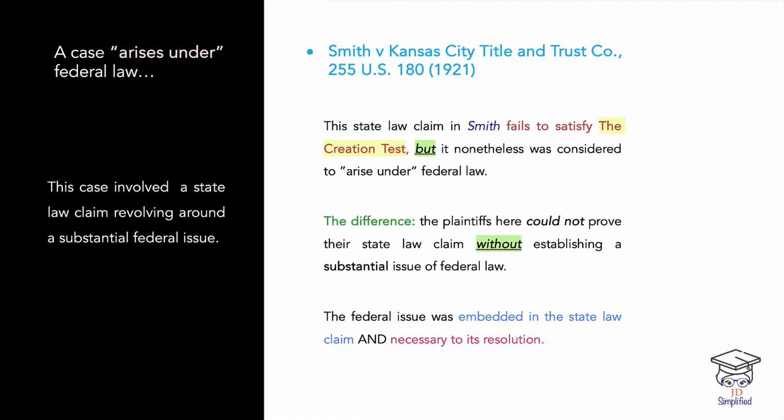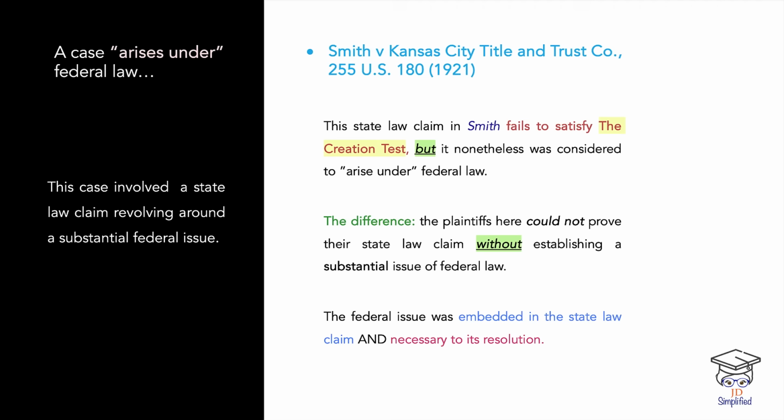Kansas City Title and Trust, which involved a state law claim revolving around a substantial federal issue. The state law claim in Smith failed to satisfy the creation test, but it nonetheless was considered to arise under federal law. You need not know the entire story, but the difference in this case was that the plaintiffs here could not prove their state law claim without establishing a substantial issue of federal law. The federal issue was embedded in the state law claim and necessary to its resolution.